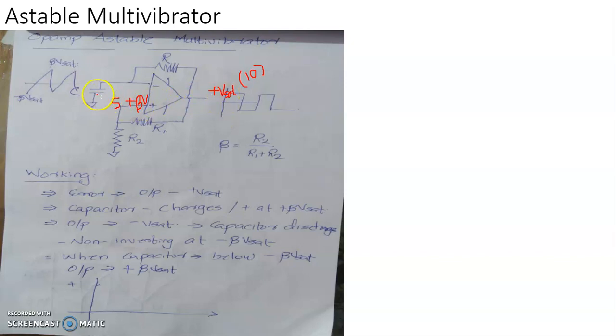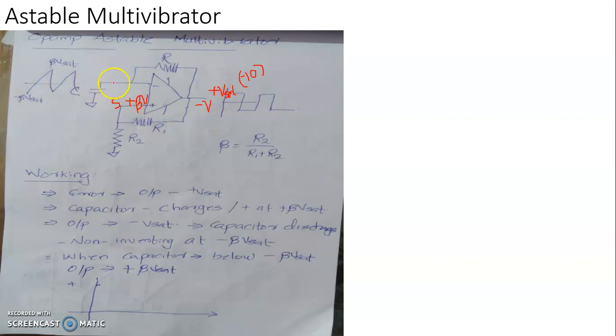So, the capacitor can charge from 0 up to plus beta V saturation. When the capacitor voltage becomes plus beta V saturation and tries to increase beyond it, the output will be switching from plus V saturation to minus V saturation. So the output will be at plus V saturation till the capacitor plate charges to a voltage, say, plus beta V saturation. At the moment it tries to increase beyond plus beta V saturation, output will be switching into minus V saturation. So the voltage here becomes minus V saturation, say minus 10 volt.